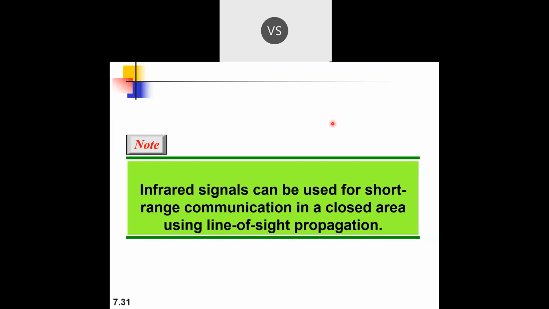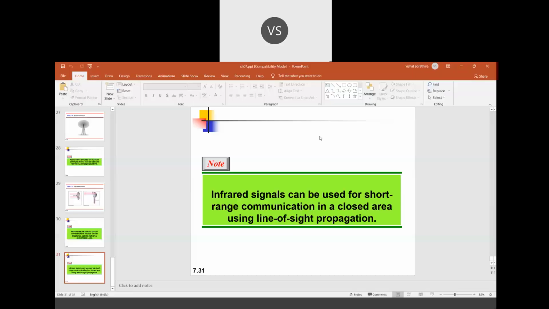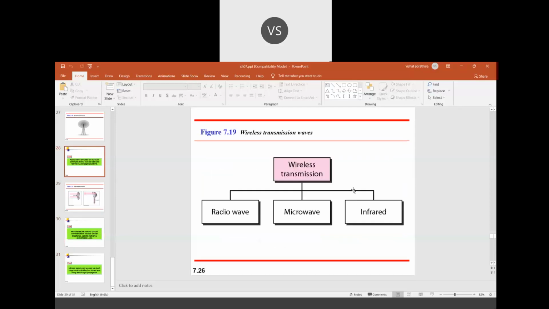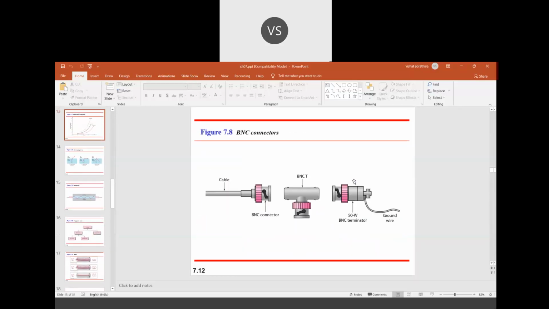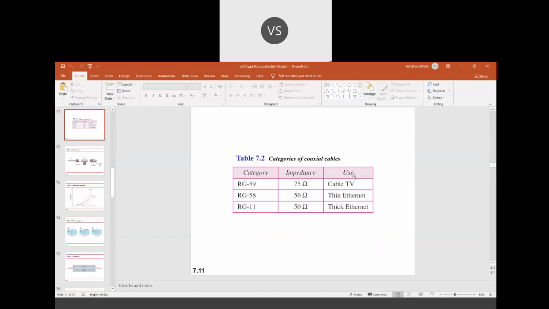So that's it about all the communication: the types of cables, the types of antenna, the types of communication, guided media, unguided media, coaxial cable, twisted pair cable, fiber optic cable, and we can say the types of propagation.